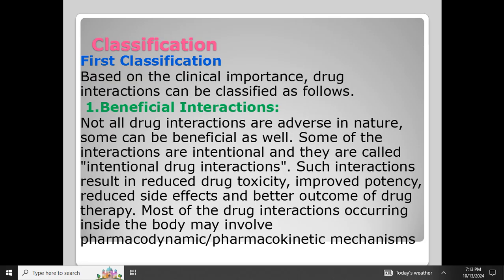Some of the interactions are intentional and they are called intentional drug interactions. Such interactions result in reduced drug toxicity, improved potency, reduced side effects and better outcome of drug therapy. So most of the drug interactions occurring inside the body may involve pharmacokinetic or pharmacodynamic mechanisms. Pharmacokinetic, that is ADME mechanisms, absorption, distribution, metabolism and elimination mechanisms, or pharmacodynamic mechanisms.